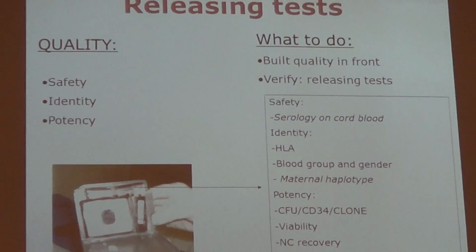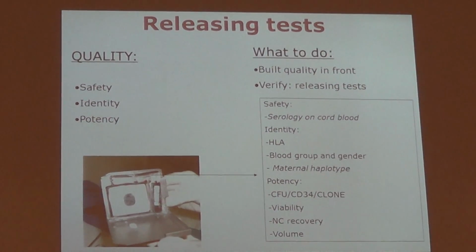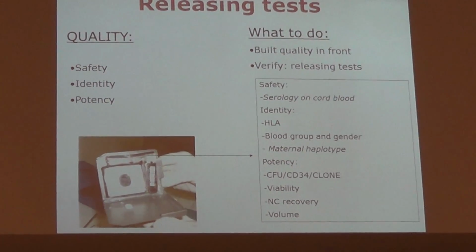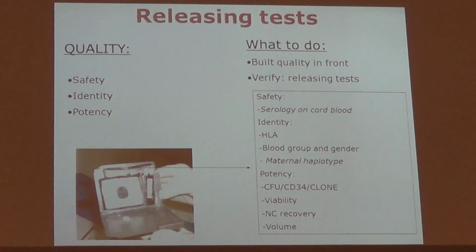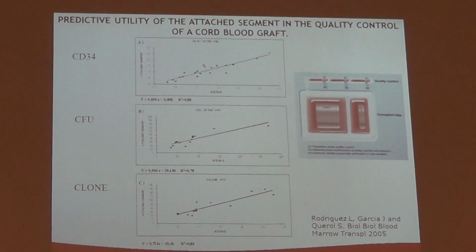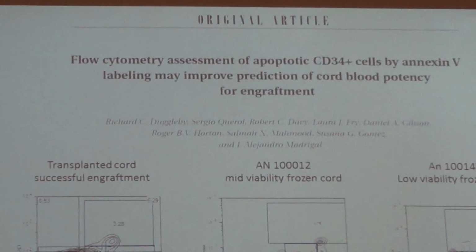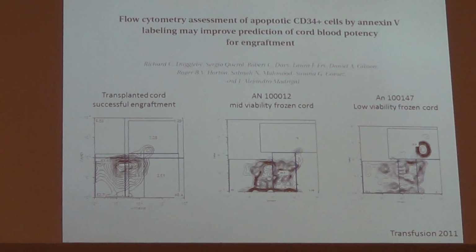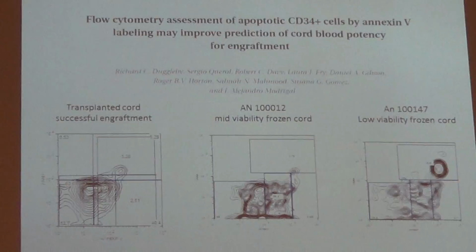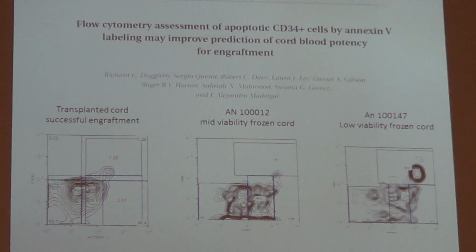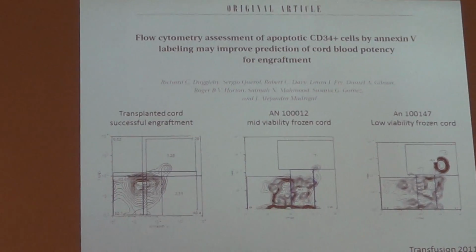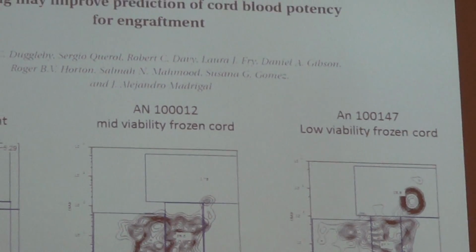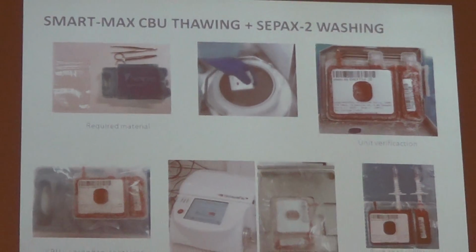It's important also to have a fast-track release test. We use segments for doing all safety, identity, potency, and viability with a very small quantity of product, 100 microliters. You can validate the correlation between the segment and the bag, and in these conditions are good. And also develop functional flow cytometry to have potency tests performed immediately without waiting for CFUs. This apoptosis analysis shows you the viability of CD34 practically as a release test in the same day that you can prepare the sample for shipping.